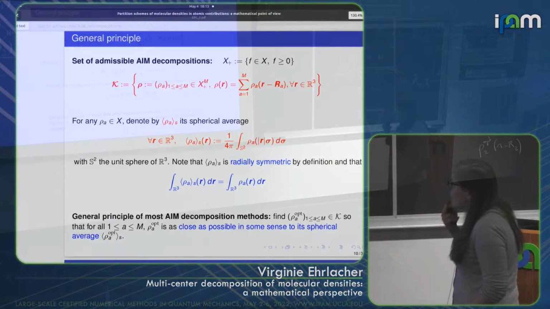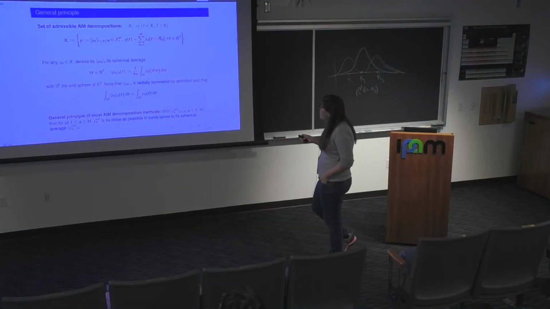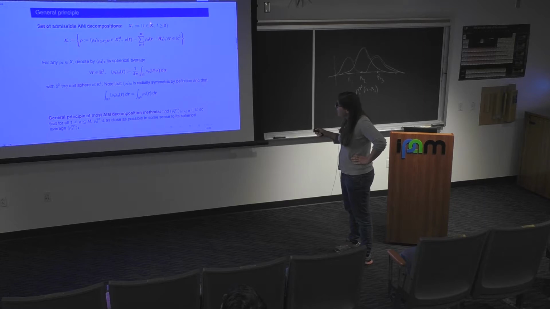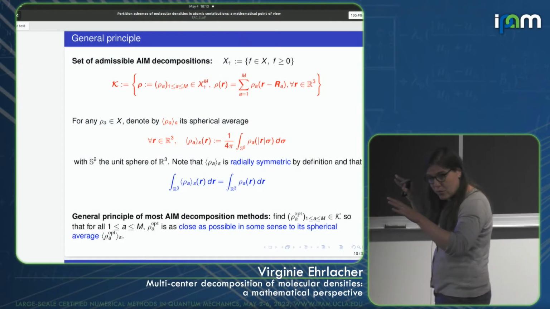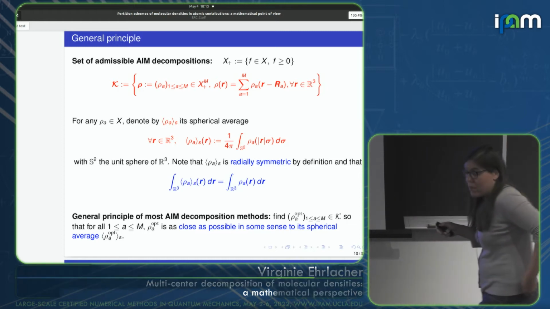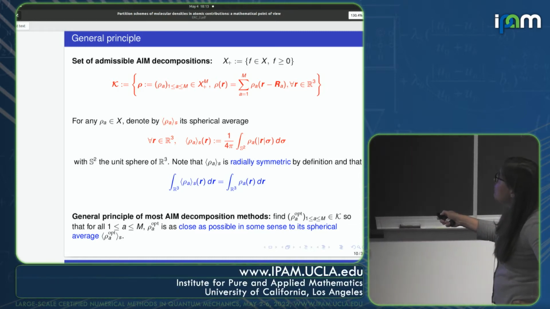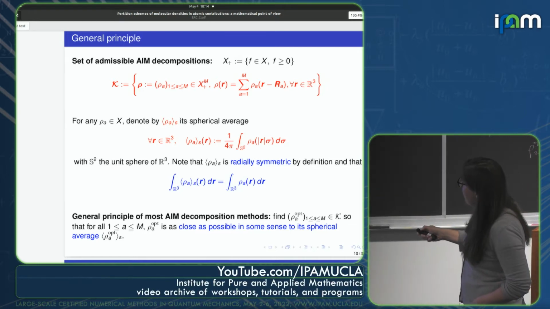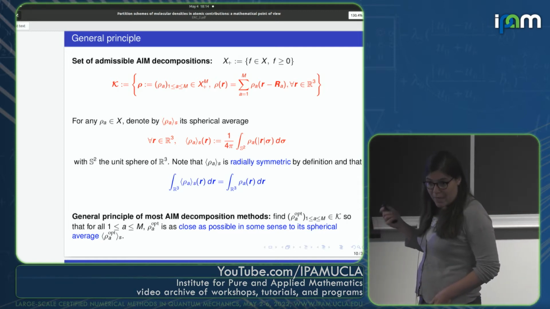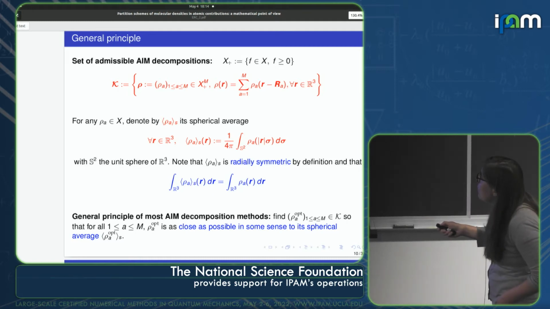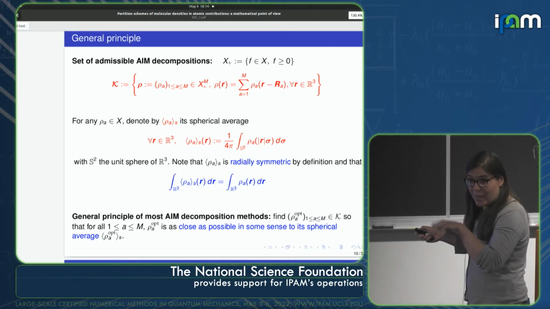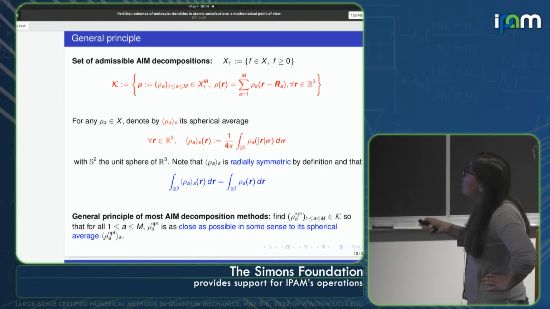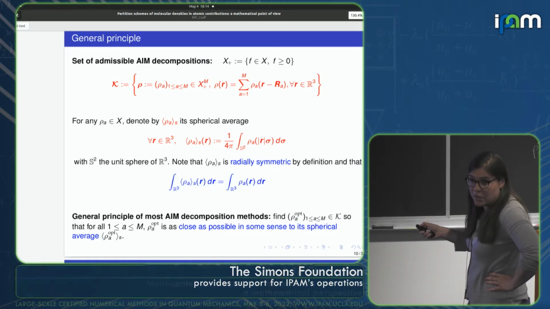So let me explain what this ISA method is about. First of all, I need to introduce a few notations. Remember, X was the set I assumed my molecular electronic density to belong to. I will use the notation X plus for the set of functions belonging to this functional space X that are non-negative. And let me introduce this set K. This set K is a set of admissible AIM decompositions. So it's a set of M local atomic electronic densities, which all belong to this set X plus, and which satisfy this AIM relationship.